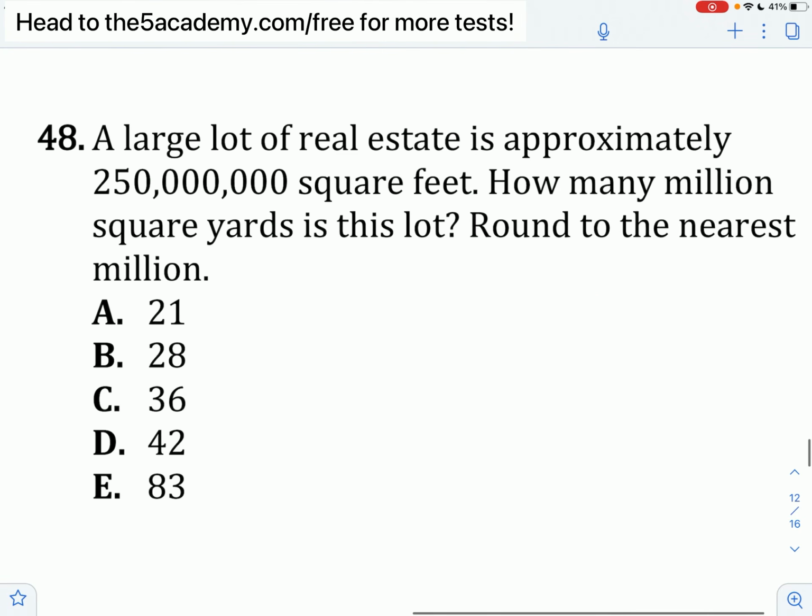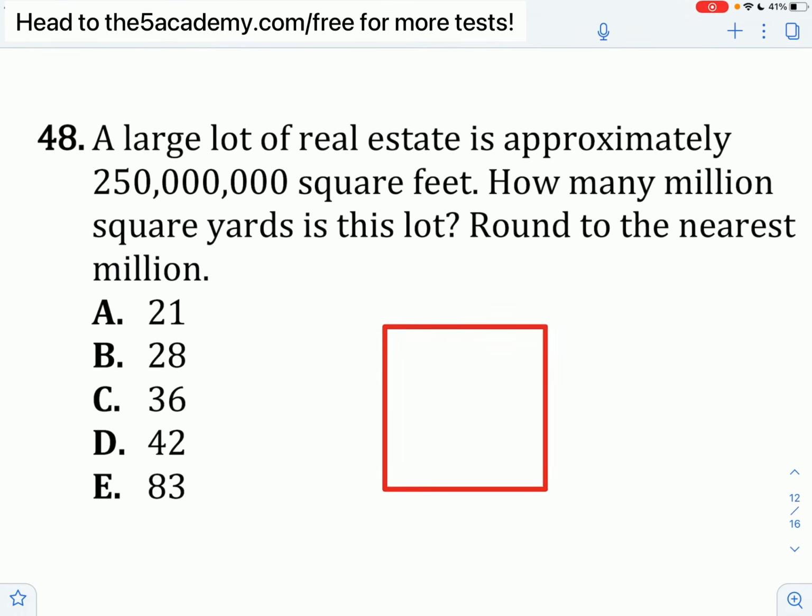A large lot of real estate is approximately this many square feet. How many million square yards is this lot? Round to the nearest million. So we're just converting from square feet to square yards. One easy way to do this is to visualize. So imagine this is a square yard. I know that each yard has 3 feet.